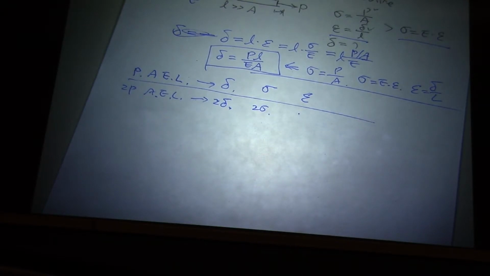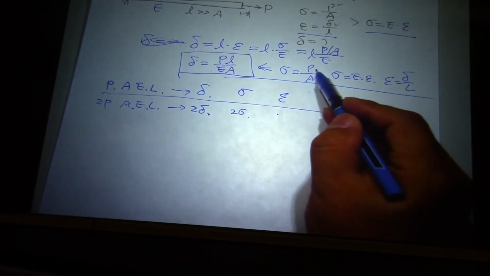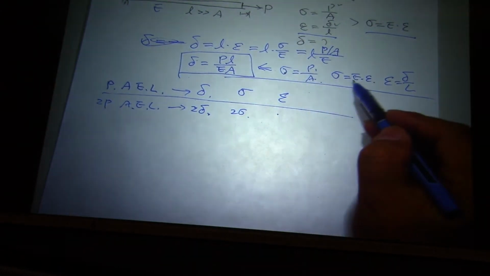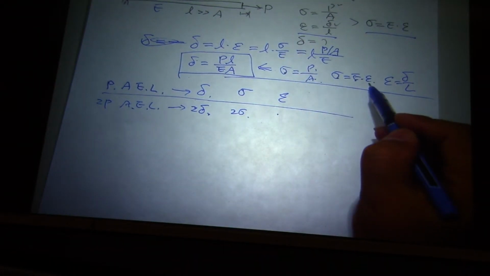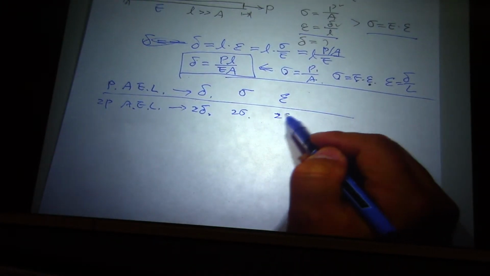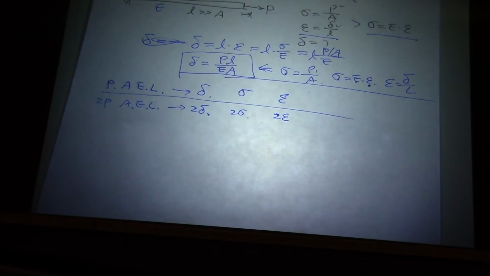Is it half, twice, double, or same? It's twice. It's double. Okay, why? Because when you have twice the load, stress doubles, right? Same material, stress doubles, E the same, so epsilon must double. So basically, you're going to have twice the epsilon. Okay, that's an easy one.